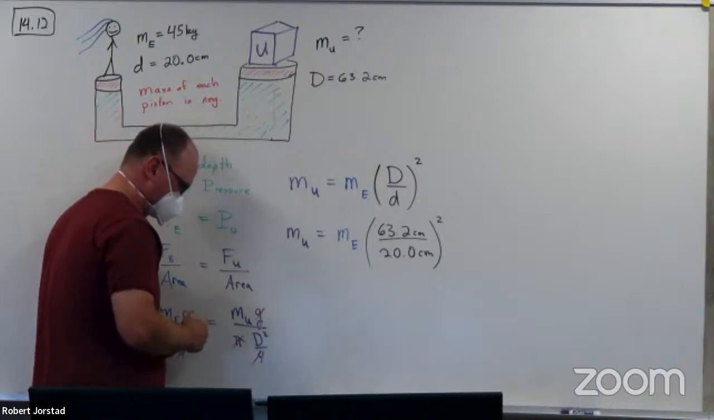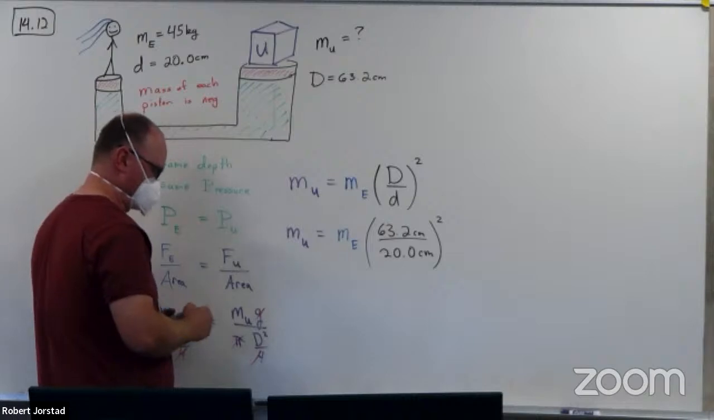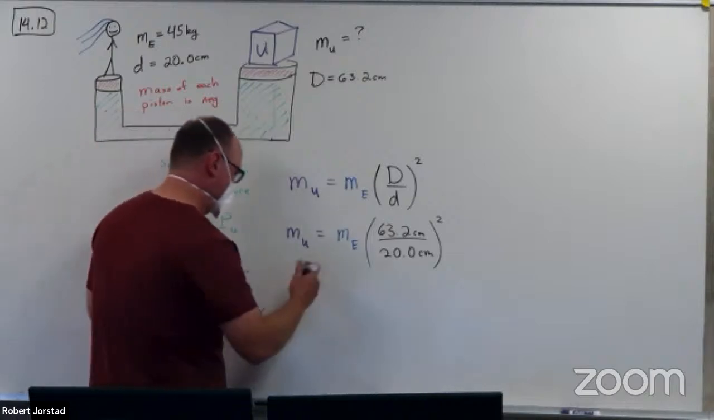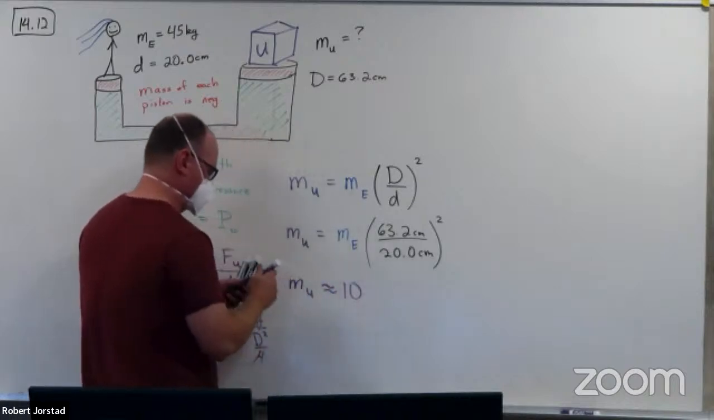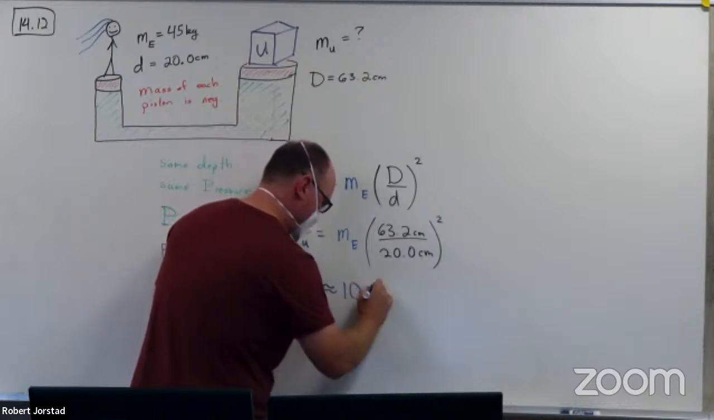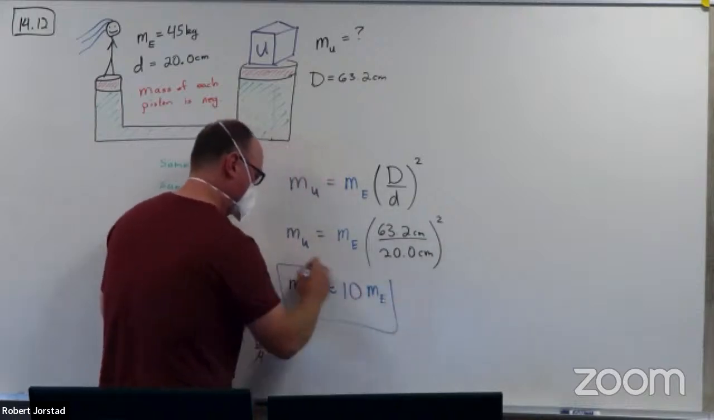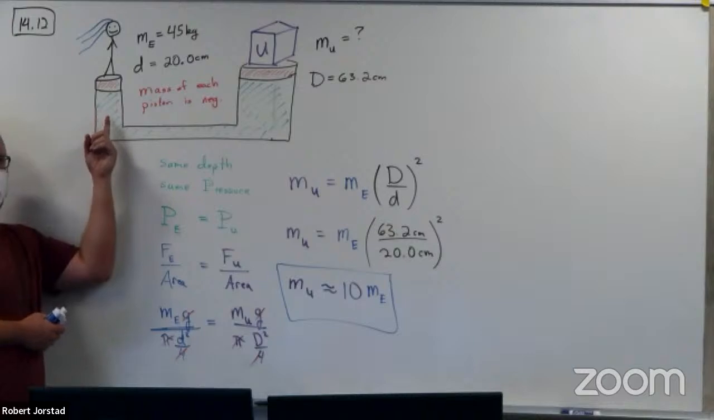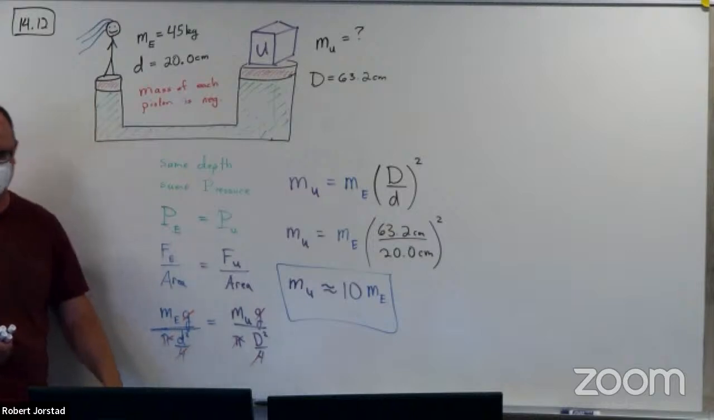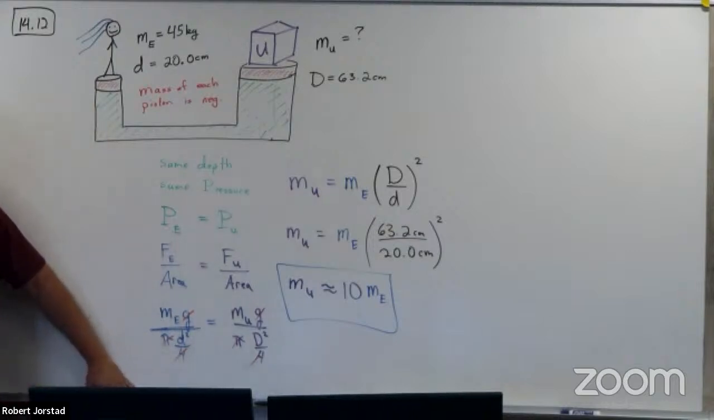Wait, let's see. No, I got a factor of 10, 9.99. Sorry about that. The mass of uranium is approximately 10 times the mass of ESME, or 450 kilograms. So what is the point of this? A small applied force can be used to hold up a large mass. I know it seems cheesy, but this is hugely useful.